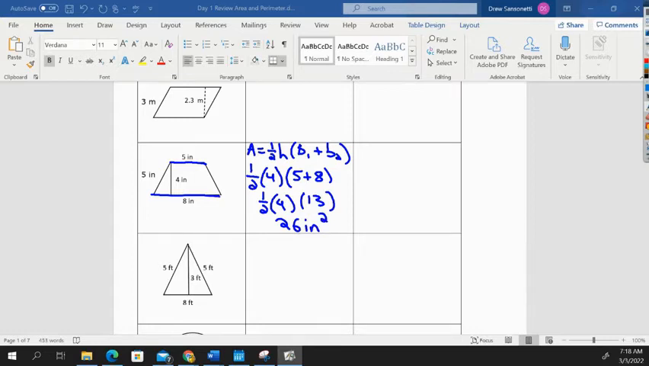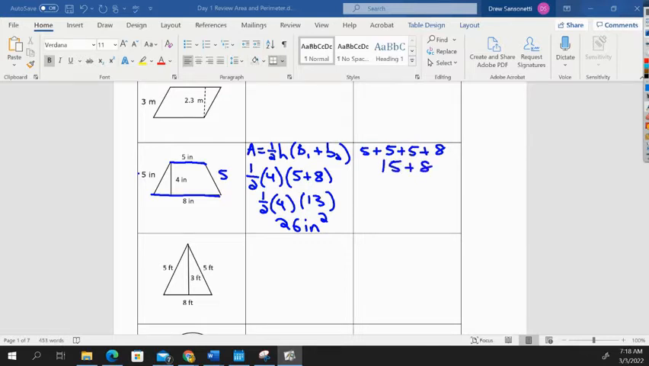Next, we'll have to go ahead and find the perimeter. Now, to find the perimeter, once again, we're just adding up all the sides. So if this side right here is 5, we know this opposite side is 5. And we'll add up 5, 5, 5, and 8. So 3 5s and 8.